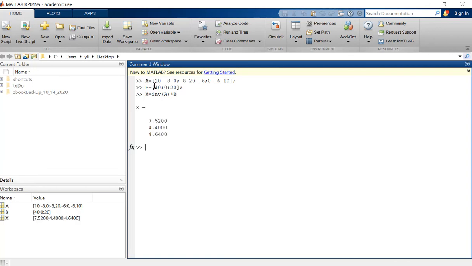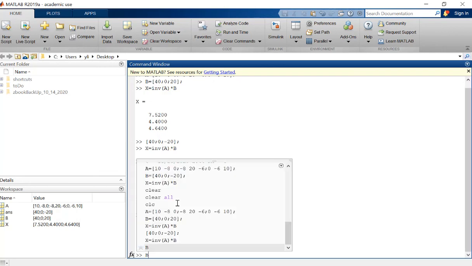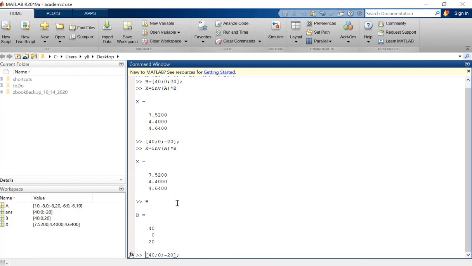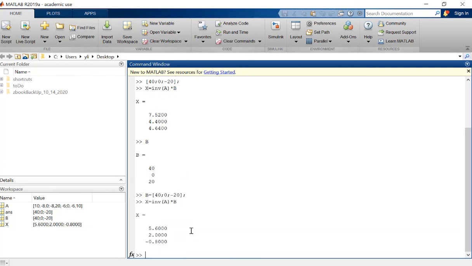Okay, something's wrong. I guess B is not right. Did I put B there? Overwrite B. And do this again, so now I get the right answer.